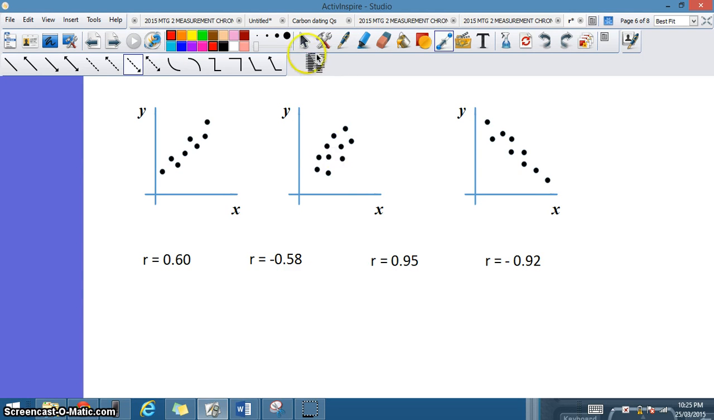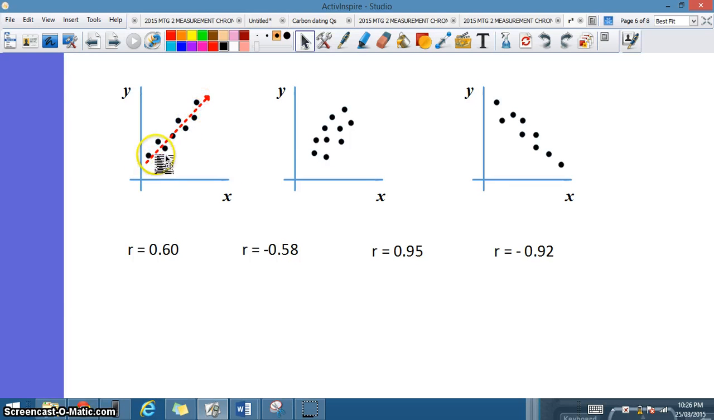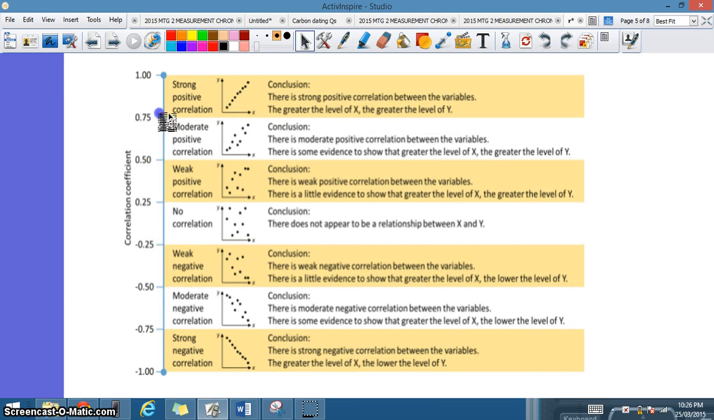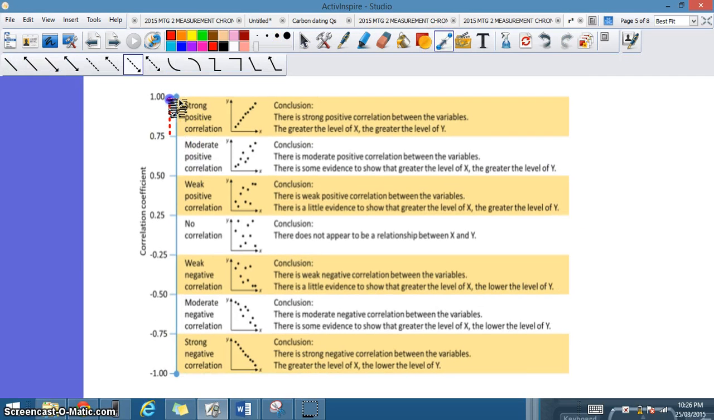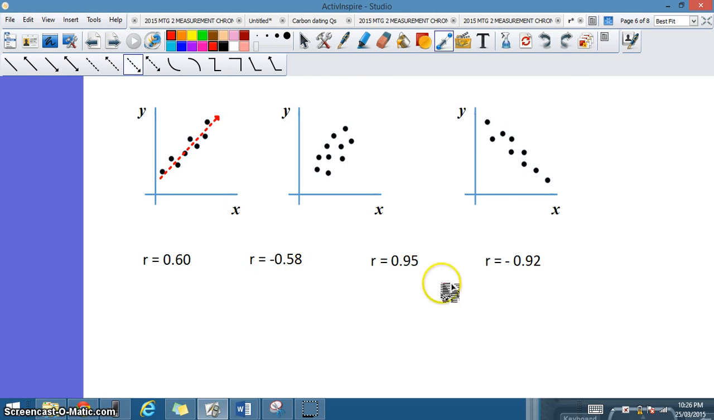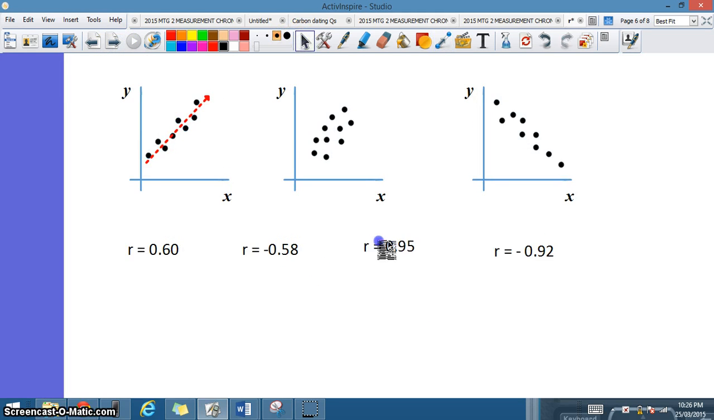Okay, so let's see this first one. You see a definite positive relationship there, and the data points lie quite close to the line. So I'd be thinking that this is a strong correlation in the positive direction, so strong positive correlation. We look back at the table, strong positive correlation has the values from 0.75 to 1. So which of these values lies between 0.75 and 1? Well, it's this value here, 0.95.